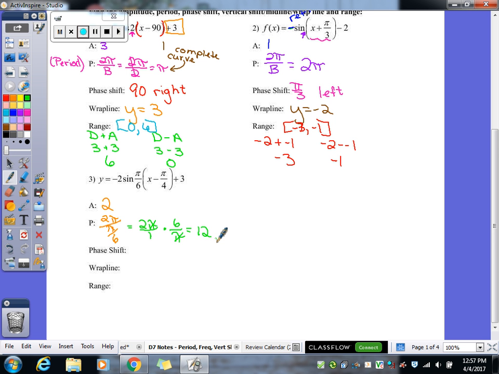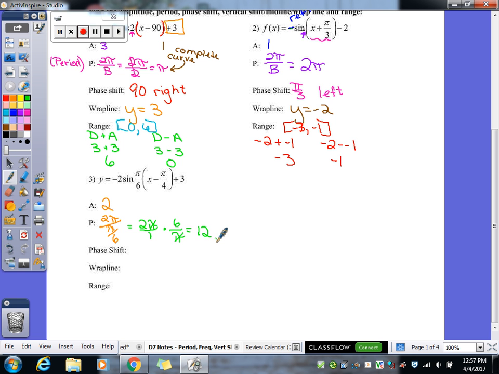You'll get periods like that when you're dealing mostly with your word problems and they're talking generally about like a time. So your period here could be like 12 months or 12 seconds or 12 minutes or 12 hours. So that's generally when we get our periods that are numbers as opposed to what we had before with our 2 pi or our pi.